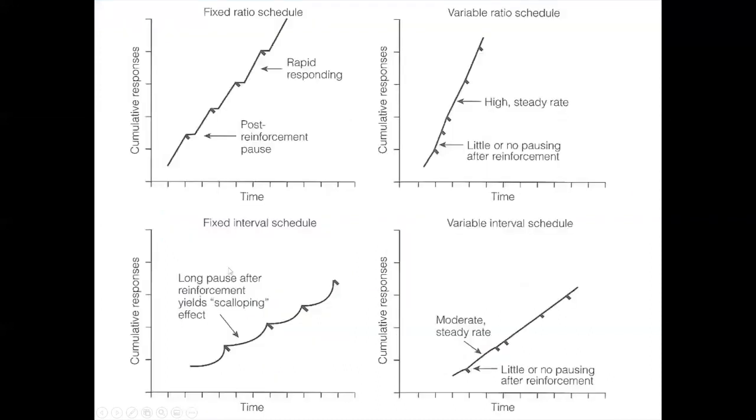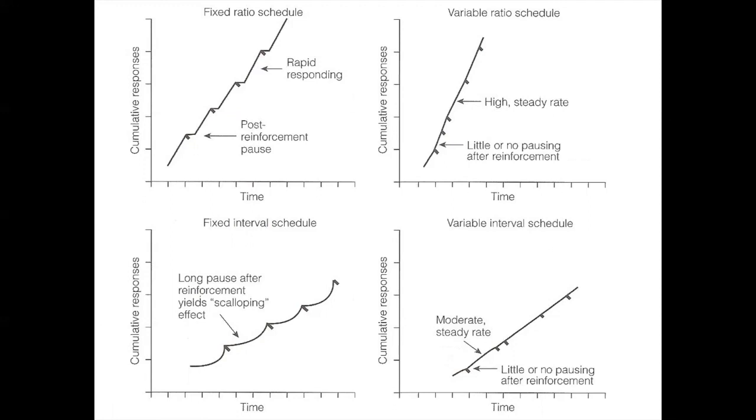And because of that, we don't see that stop and go pattern on VR schedules like we do on FR schedules. And that's another important general principle here as far as how schedules of reinforcement affect behavior. On variable schedules, the animal tends not to pause. It tends not to drop its response rate like that after it gets a reinforcer, because on a variable schedule of reinforcement, it's always possible that the very next response will get reinforced too.